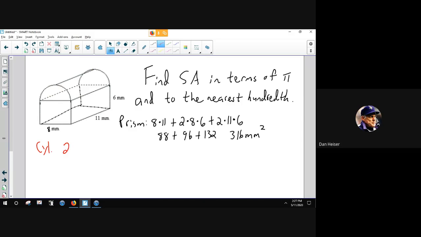So we have 1/2 pi r squared twice. Plus, now we have to deal with this curved area. Well, that's half of the lateral. That's half of the lateral area.